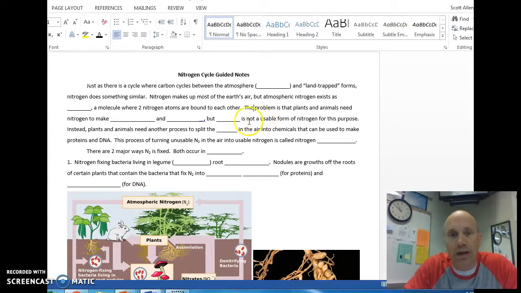So how do we get around that? All right. So plants and animals need another process to essentially split this in the air into chemicals that we can use to make proteins and DNA. All right. So this process of turning the unusable nitrogen in the air into usable nitrogen is called nitrogen fixation.